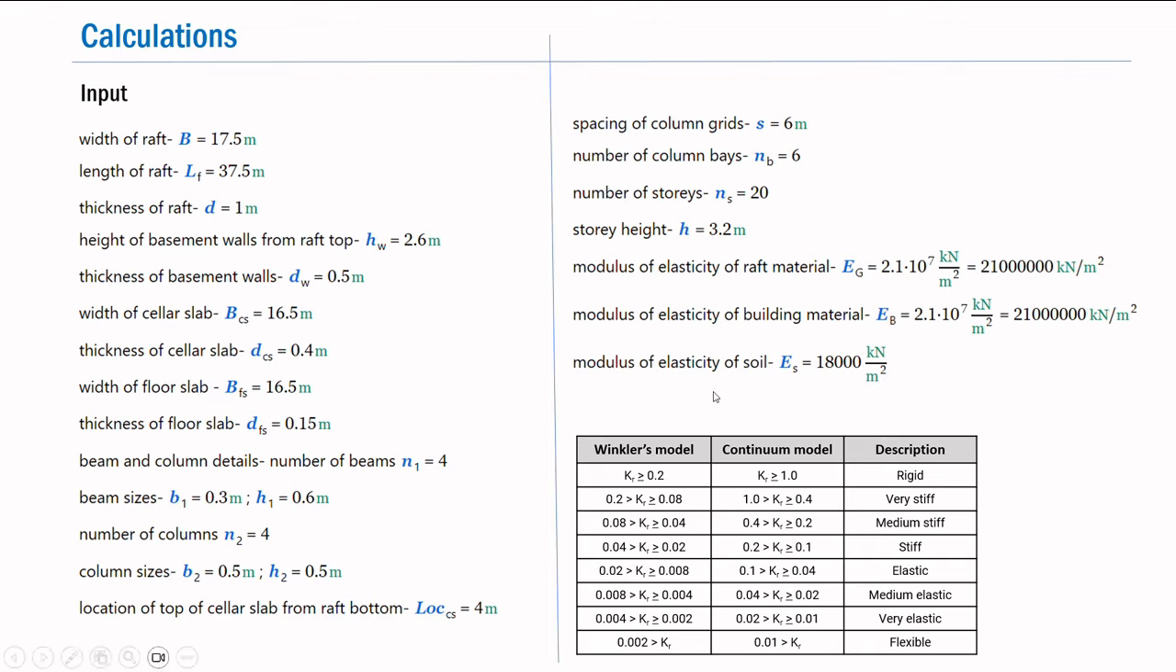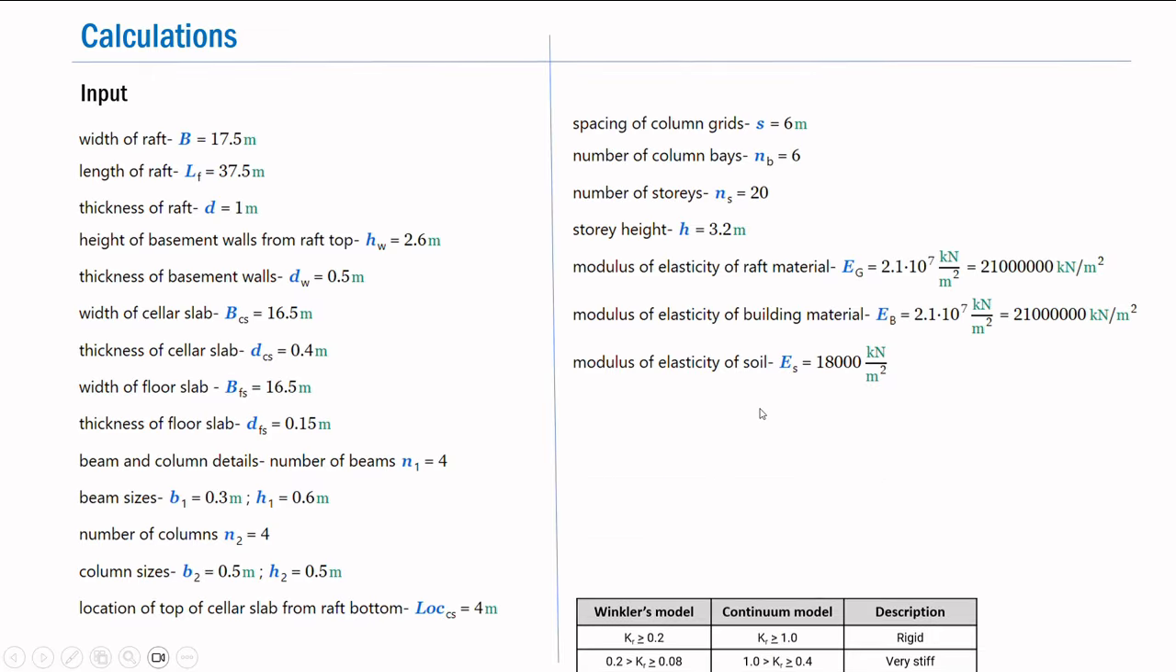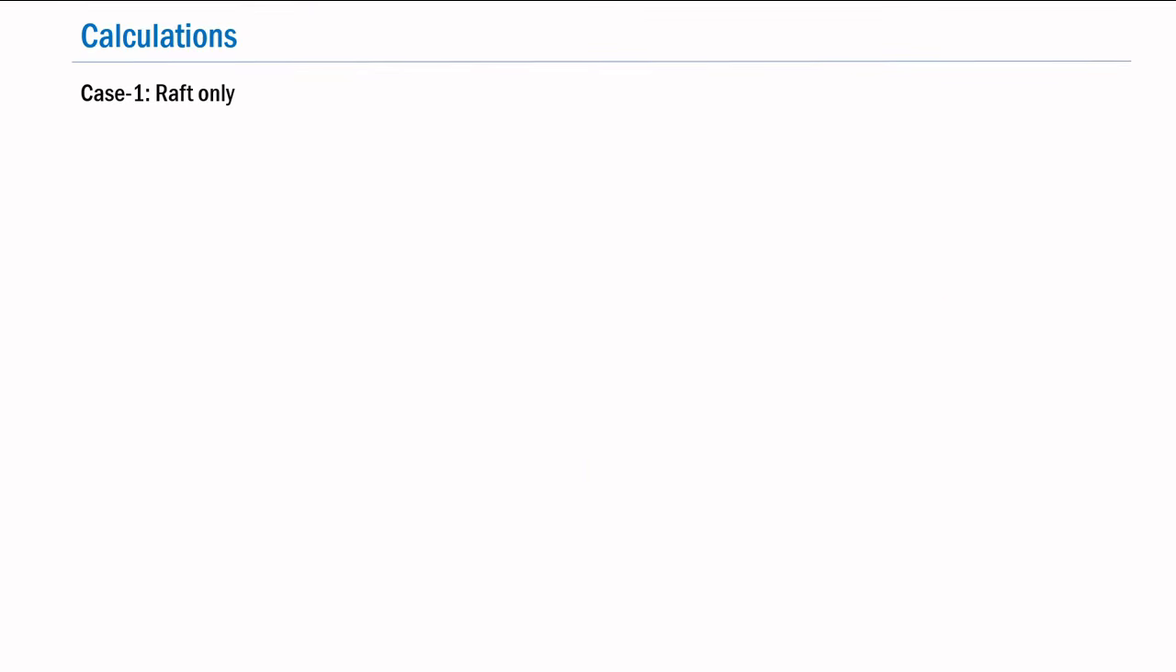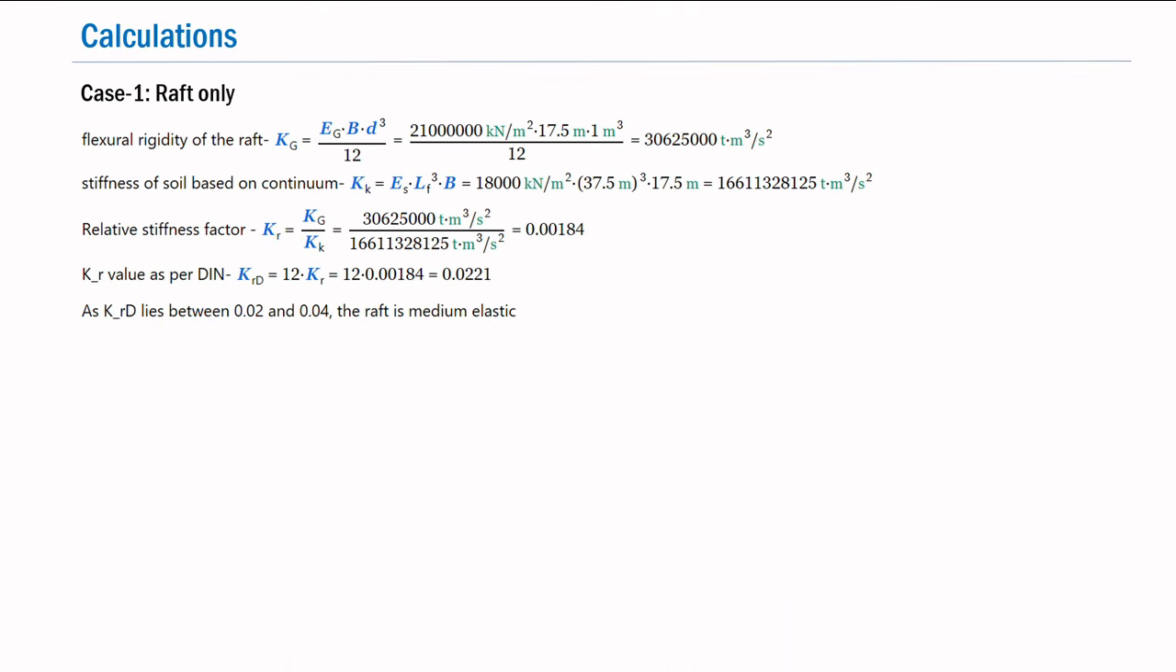So for this example problem, we have used the limits of Kr prescribed in the DIN standard DIN 4018 to classify the mat either as flexible, very elastic, or up to rigid. Fine. So let us start with our calculations for case 1.